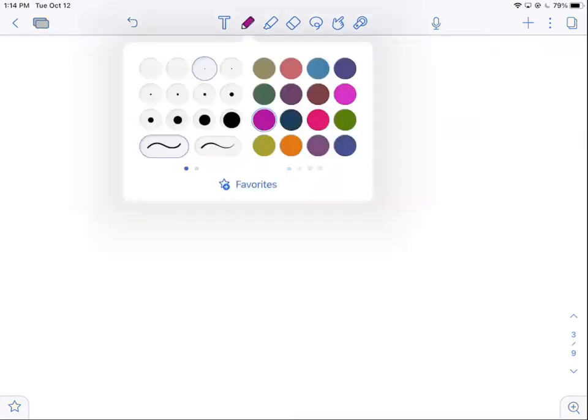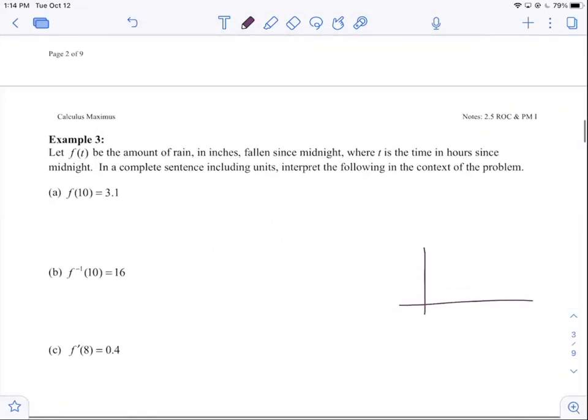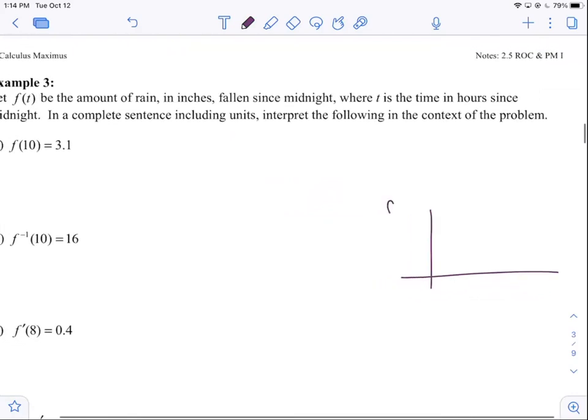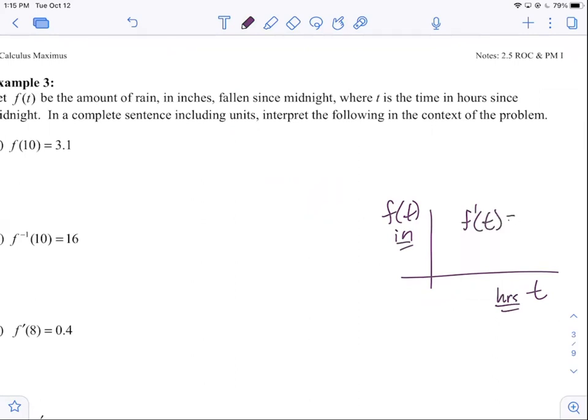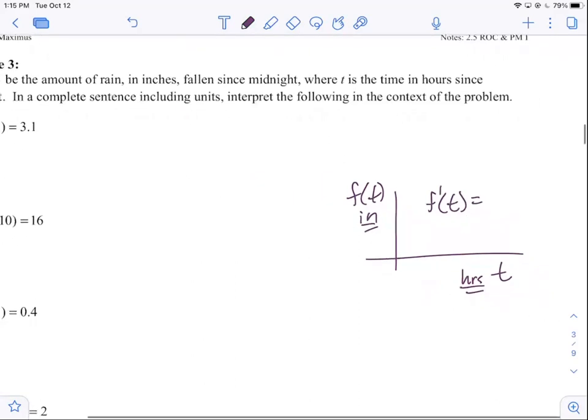What I would recommend you do in every situation where you have to interpret the meaning of a mathematical equation, go ahead and draw yourself a little X and Y axis, okay? And it's usually a first quadrant thing. So F of t against t. We have inches against hours after midnight, right? And now on the inset here, let's do F prime of t. What are the units of F prime of t?